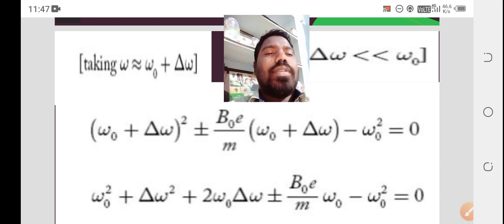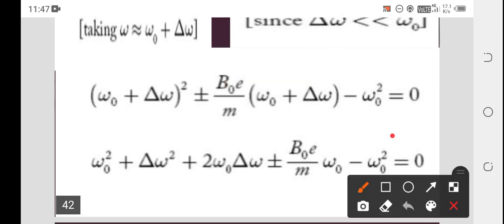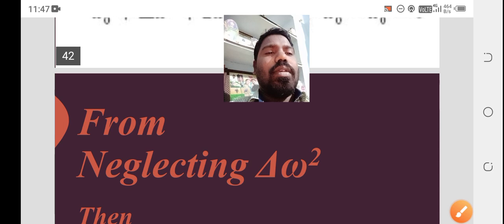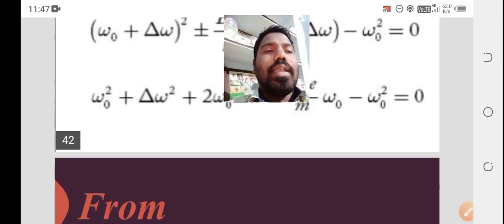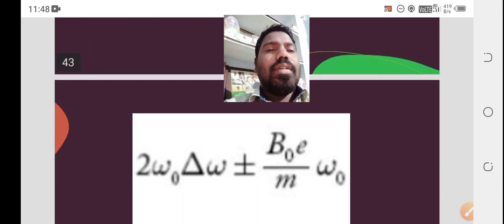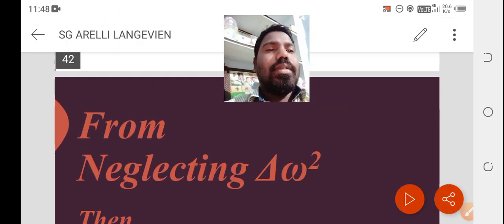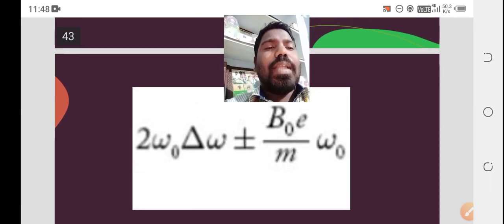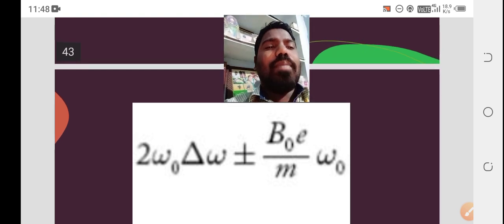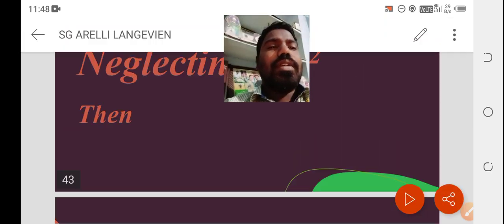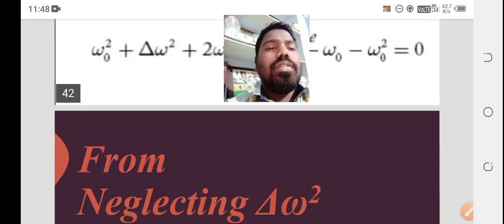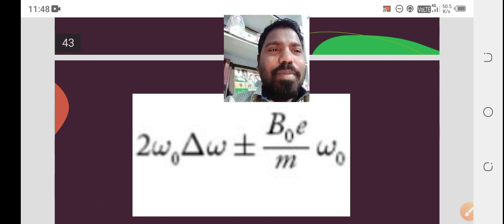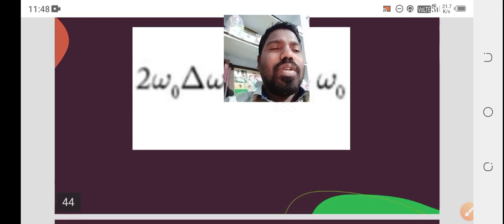So here, what is happening, you can see here, omega naught will be out. Then finally, what will be there? After neglecting delta omega square again, what you will get is 2 omega naught del omega plus or minus b naught e by m into omega naught. So for the simplification, it will be considered as 2 omega naught del omega plus or minus b naught e by m into omega.